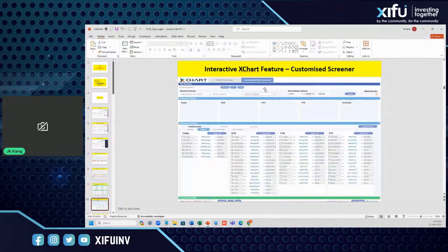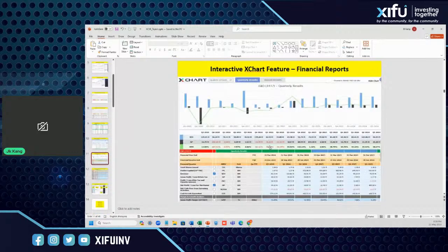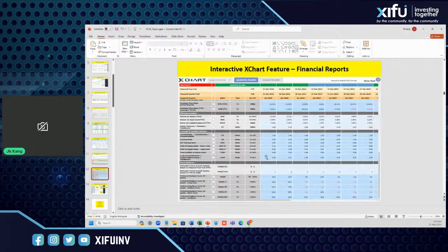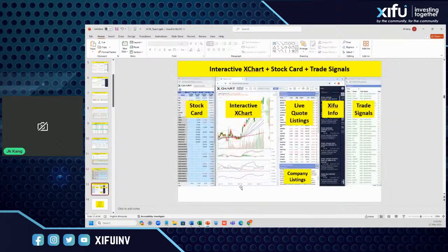If you don't like them, you can always go for the customized portion here, whereby you can select any combination of fundamental and technical criteria. Of course, there are the financial reports in more detail. It is a very long list from top down. At the end, I will share with you my typical setup when using the Seafood XChart.